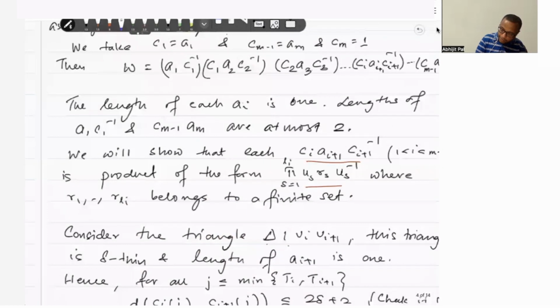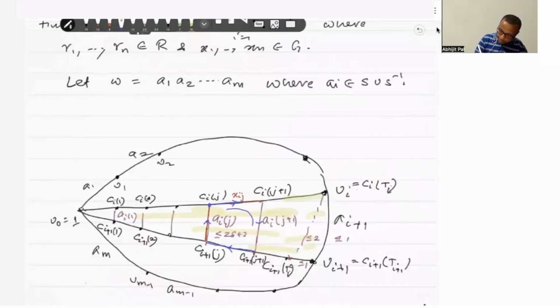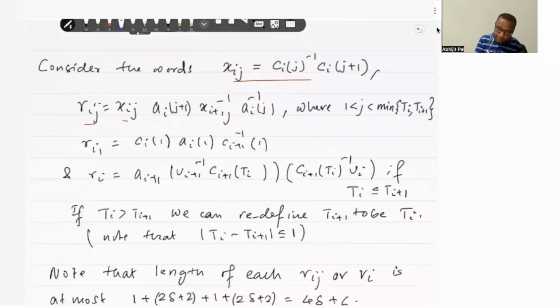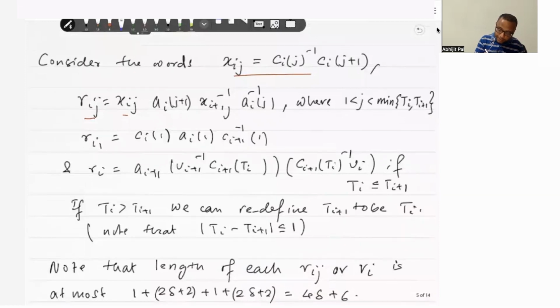So Rij will be this loop. Yeah, so Rij is Xij, Aij plus 1, Xi plus 1 j inverse, Aij inverse, where this j is greater than 1 and less than the minimum of this Ti and Ti plus 1. And for Ri1, it is nothing but Ci1, Ai1, Ci plus 1 1 inverse.